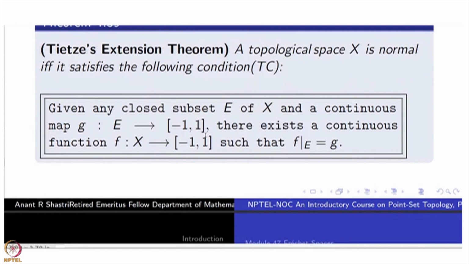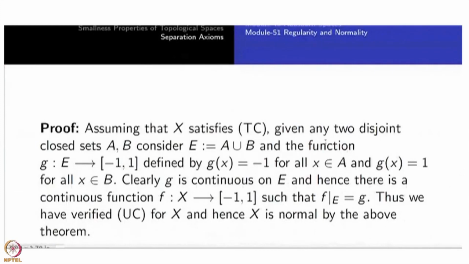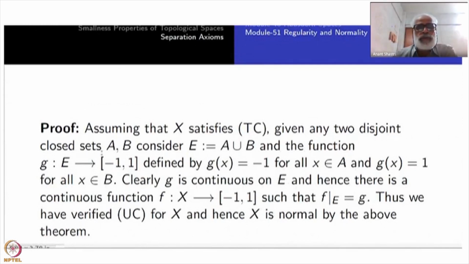Assume that X satisfies the TC. Given any two disjoint closed subsets A and B, put E equal to A union B and apply this condition to get a function G to [-1, +1], namely G of x equal to -1 on A and G of x equal to +1 on B. G is continuous because A and B are disjoint closed sets. So this makes sense.